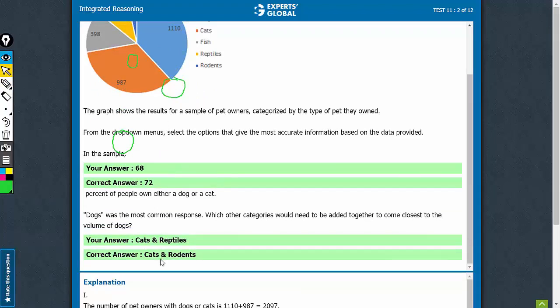So yeah, cats and rodents, that is the right answer choice. The right combination of answer choices, 72% for the first one, cats and rodents for the second one.